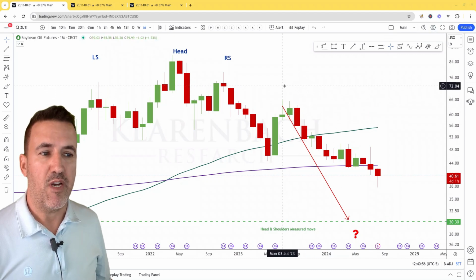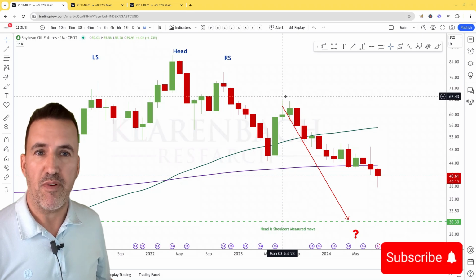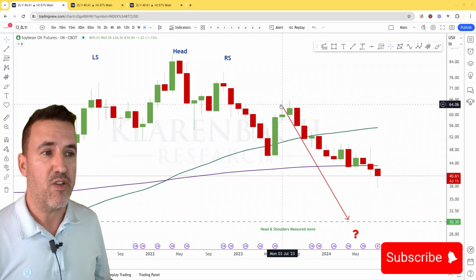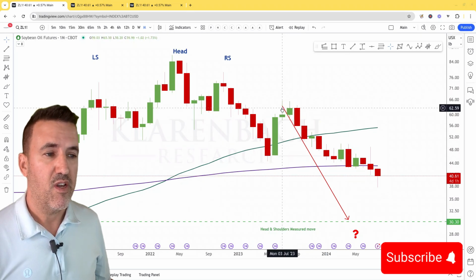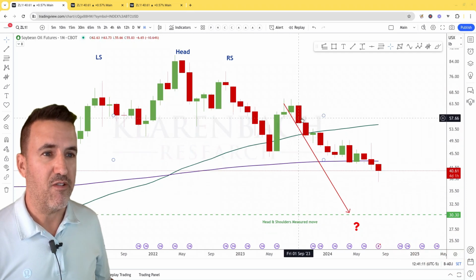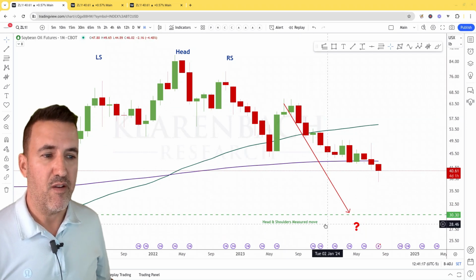Now, you might remember how we identified a head and shoulders pattern that was formed and completed on the soybean oil futures chart way back in July of 2023. When we identified it back in July of 23, we drew this arrow on here and we've kept it on there for you to look at. When we identified that head and shoulders measured move target, we identified a minimum price move all the way down to 30.30.